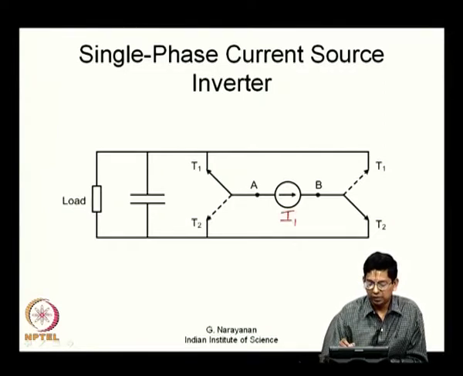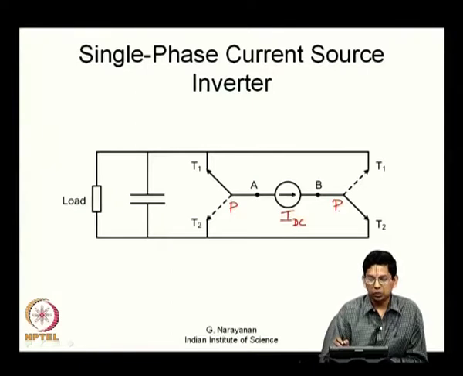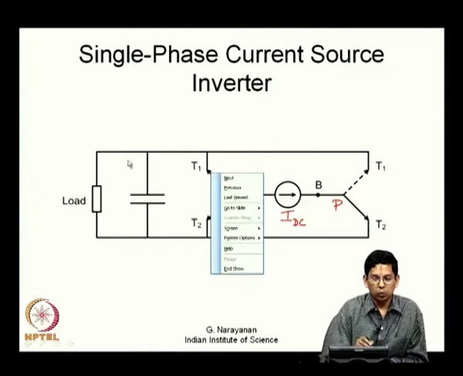You have a DC current source IDC. The current source has 2 terminals, and you should provide a path for this current to flow through. So, both these terminals are connected to poles. This is connected to the pole of one SPDT switch, and this is connected to the pole of another SPDT switch. So, these poles are either connected to the top throw T1 or the bottom throw T2 at any given instant, and T1 and T2 are connected together to one of the load terminals.